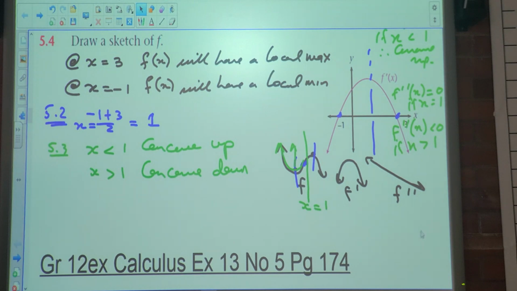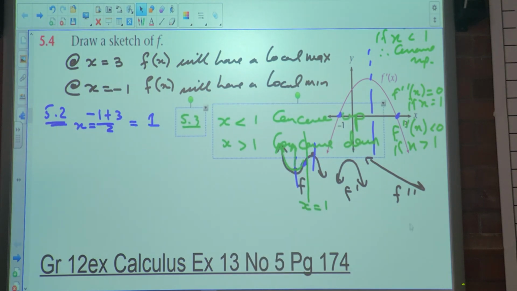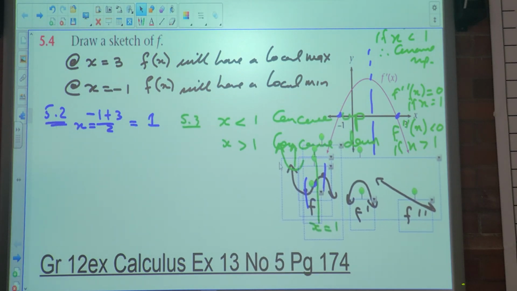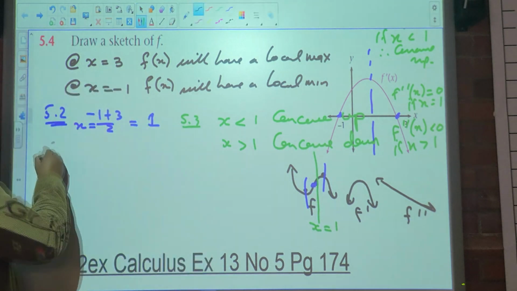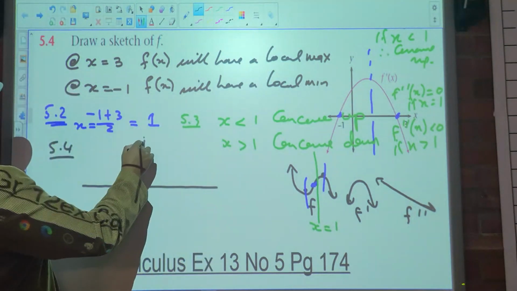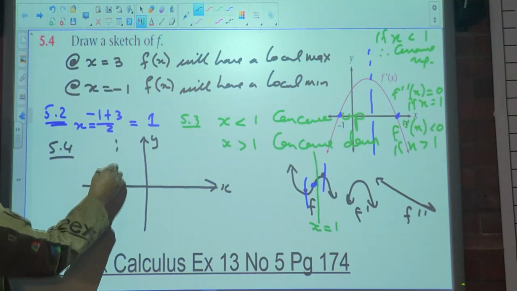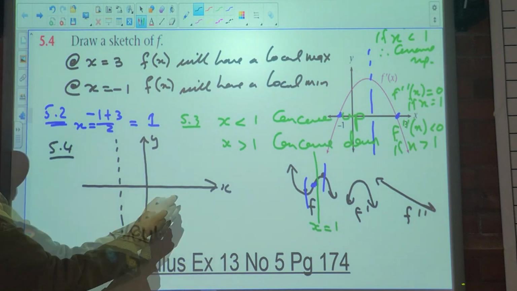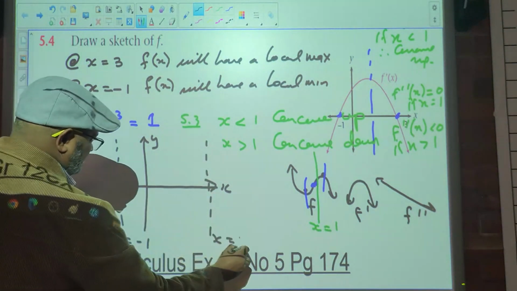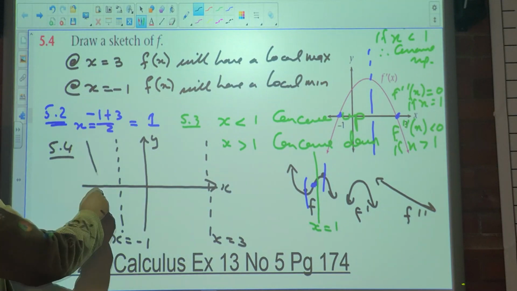Then in 5.4, they ask you to sketch this graph. So we know that the graph is going to turn at x equal to minus 1 and x equal to 1. So we know that the graph is going to go first down.